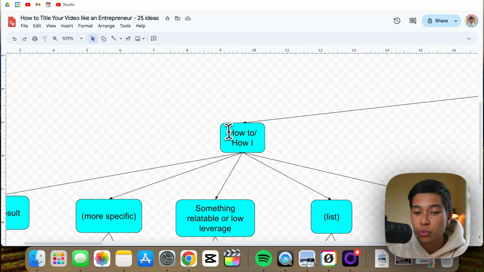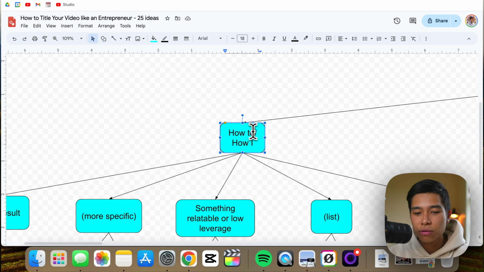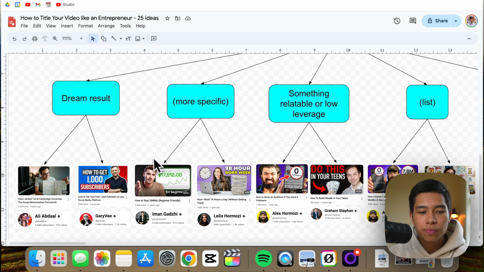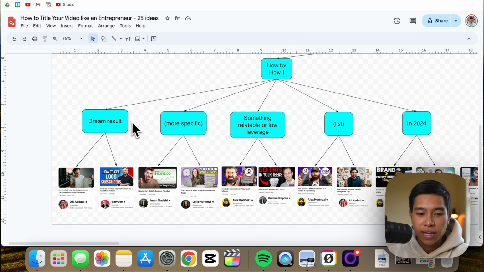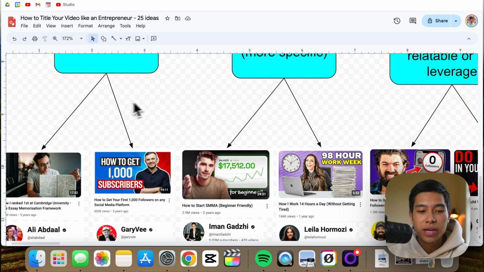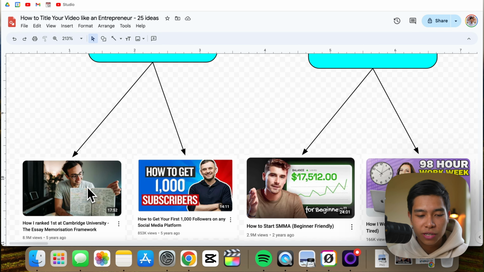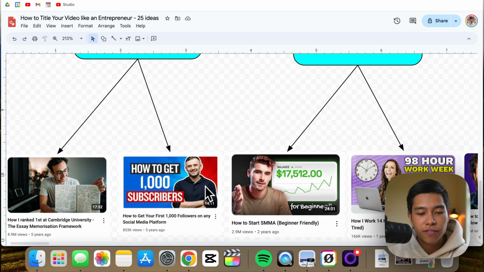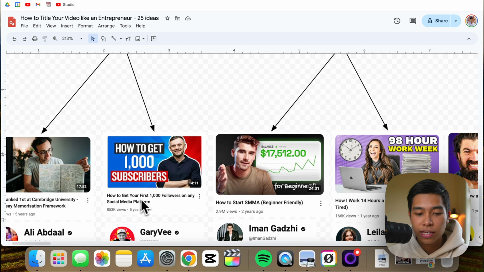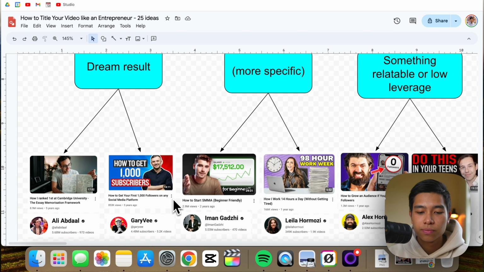Now, I like to use how-to when I can replicate results and not if I've only managed to pull it off for myself. So, there are 5 ideas when it comes to the how-to category. First one is how-to and then dream result. So, we've got Abdaal here, how I ranked first at Cambridge University. So, how I and then dream result here, first at Cambridge University. Gary Vee, very similar. How to get your first 1,000 followers on any social media platform. So 1,000 followers is the dream result.